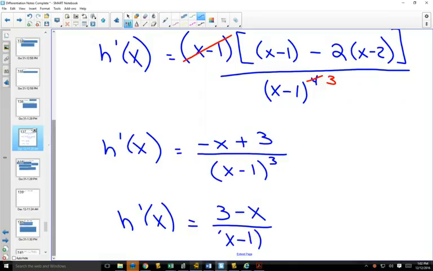If I rewrite this as 3 minus x, I've now written it in the form that they were looking for: something minus x over (x minus 1) to the n. So in this case, our a value is 3, and our n value happens to be 3 as well.